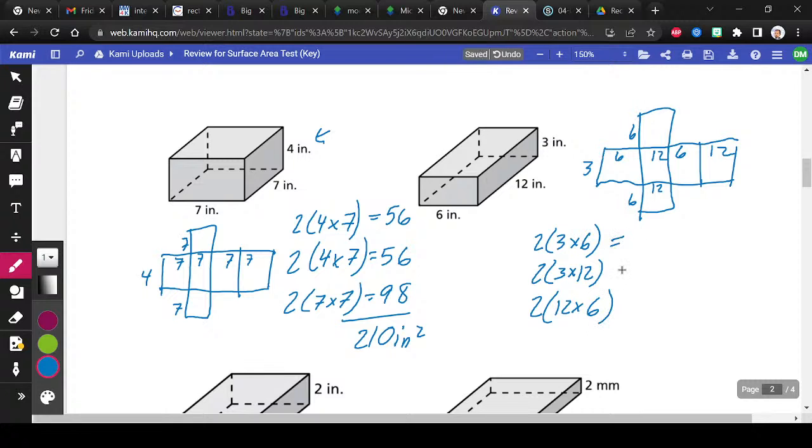2 times 3 times 6 is 36. 2 times 3 times 12 is 72. And 2 times 12 times 6 is 144. We then add these three numbers together. 36 plus 72 plus 144 gives us 252. So we have 252 inches squared.